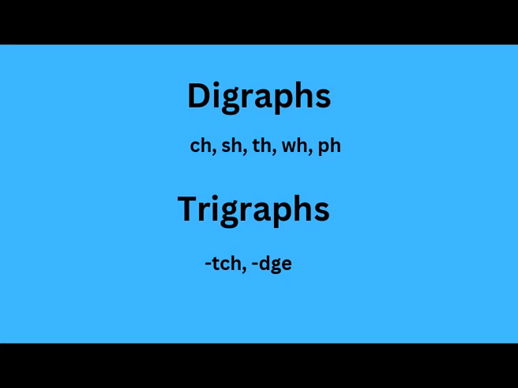Trigraph. A trigraph is a three-letter combination that represents, again, one phoneme or one sound. So at the end of words, you will hear ch. It's spelled with a TCH, but you don't hear that T, like in catch. Or j, spelled with DGE, like in the word judge. Again, it's a three-letter combination, but it makes one sound.